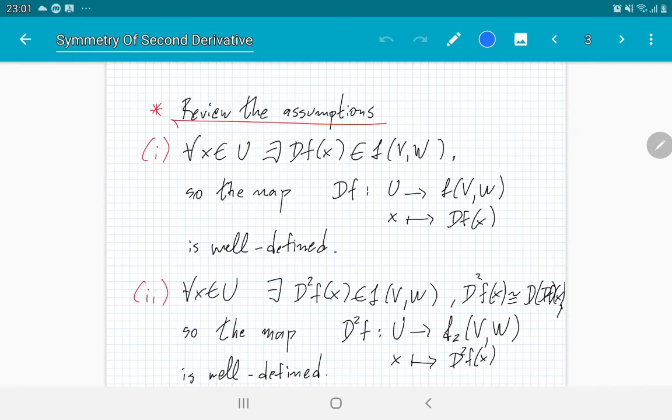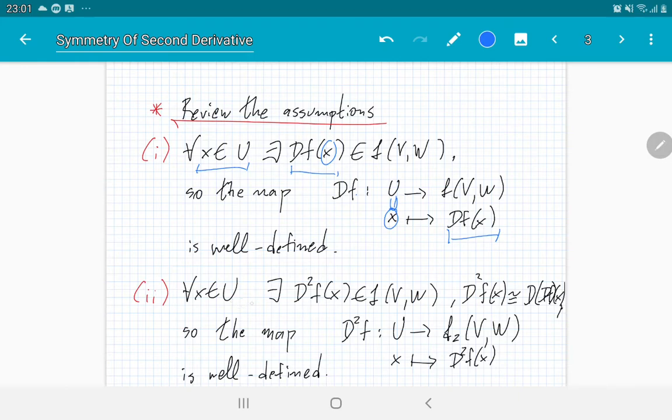Okay, so let's see what's going on. First of all, we're assuming that f is differentiable at any point x in U, right? So if you want a second derivative, we better have a first derivative. The first derivative for each x is a linear transformation from V to W. Therefore, I can associate with any point x in U a linear transformation, and that's the map df, mapping x to dfx. That's well defined.